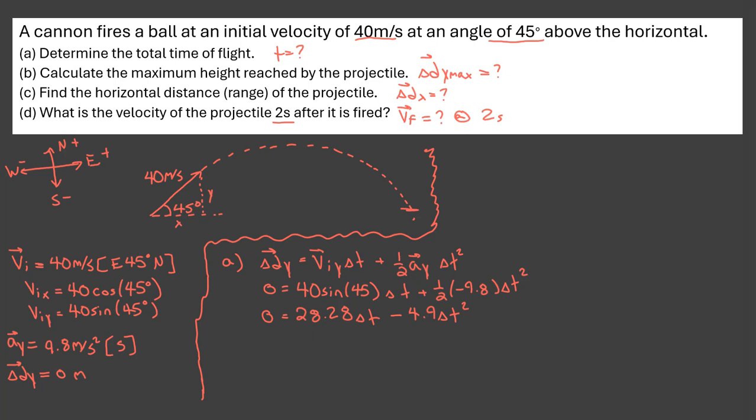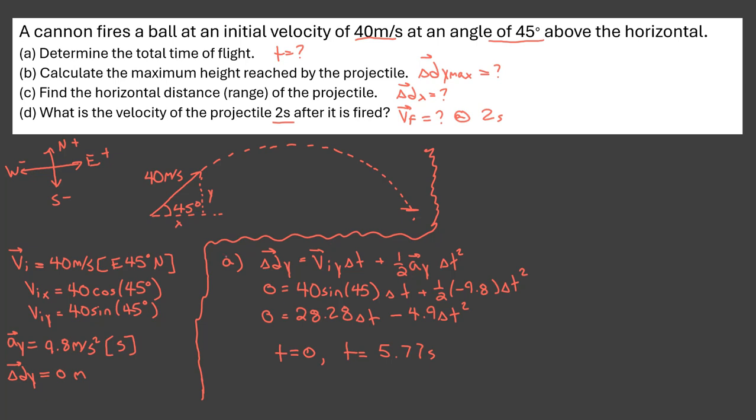I'm going to solve this using the quadratic formula, right? My a value is going to be negative 4.9, my b value is going to be 28.28, and my c value is just going to be 0. I'm not going to show the whole step-by-step process of how to use our quadratic formula here, but after I calculate that, I'm going to get a time of 0 or a time of approximately 5.77 seconds.